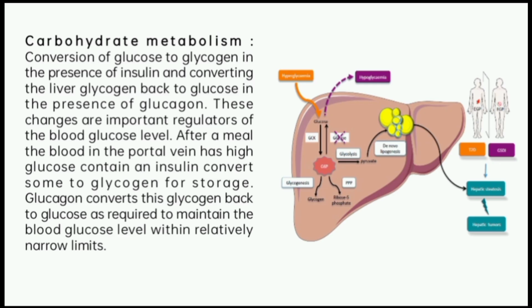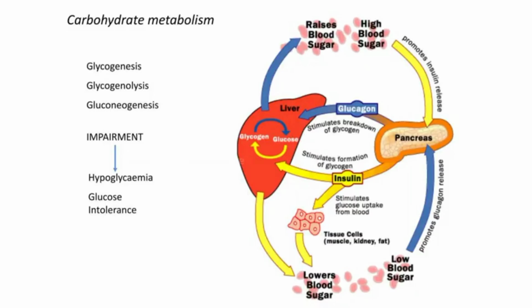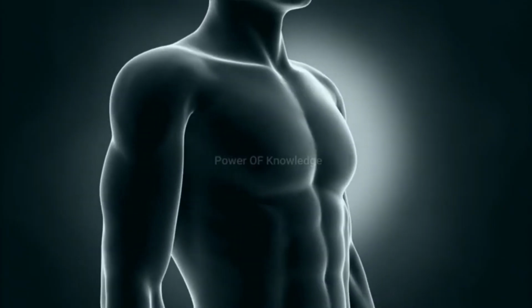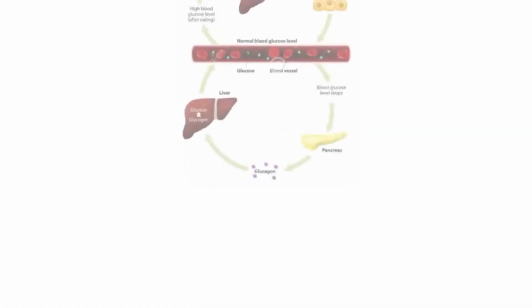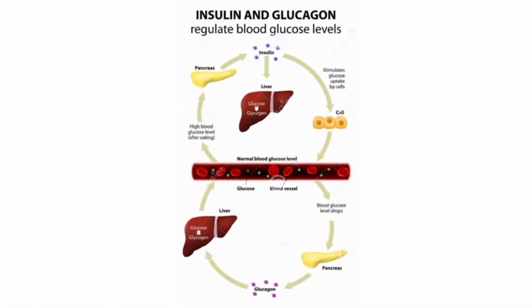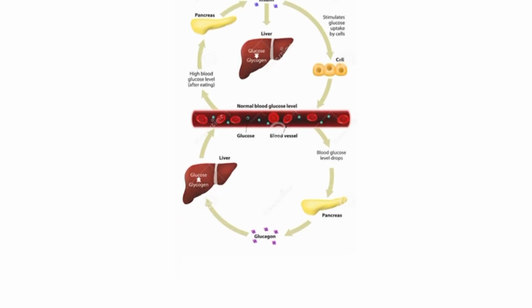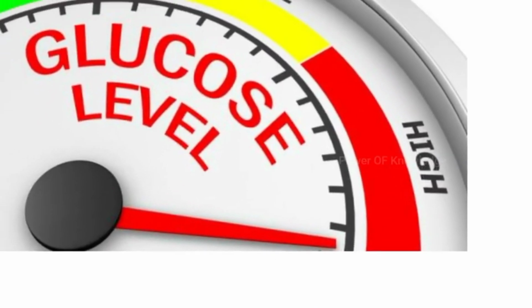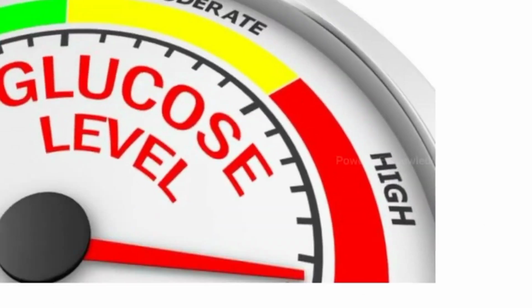Carbohydrate metabolism. Conversion of glucose to glycogen in the presence of insulin and converting the liver glycogen back to glucose in the presence of glucagon. These changes are important regulators of the blood glucose level. After a meal, the blood in the portal vein has a high glucose content and insulin converts some to glycogen for storage. Glucagon converts this glycogen back to glucose as required to maintain the blood glucose level within relatively narrow limits.